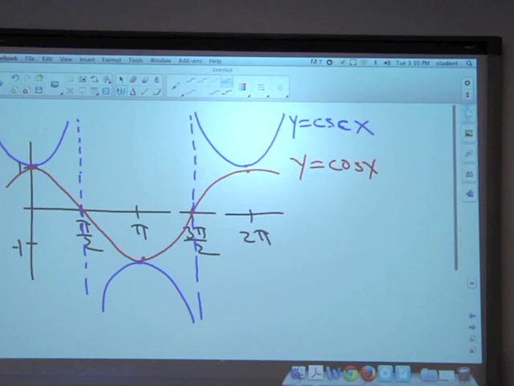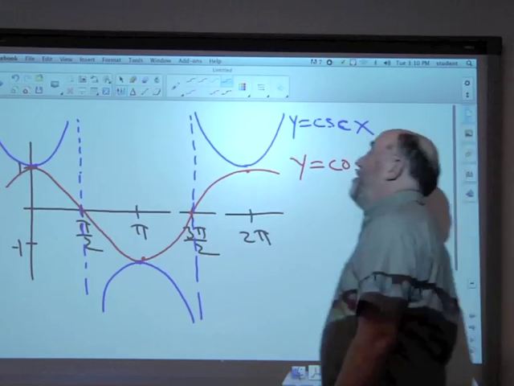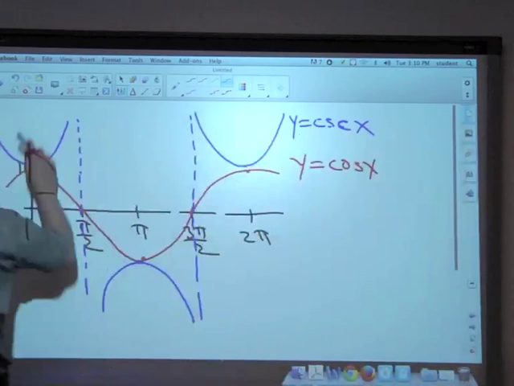All right, so that's sine, cosine, secant, cosecant. That leaves tangent and cotangent, the other two that are left in terms of graphing. Tricky. All right, tangent and cotangent.